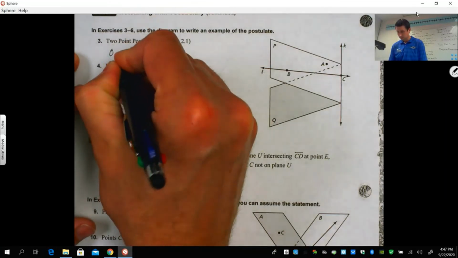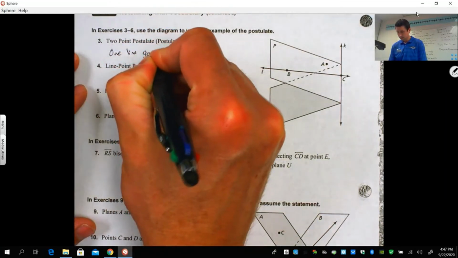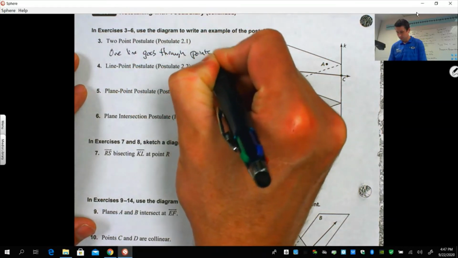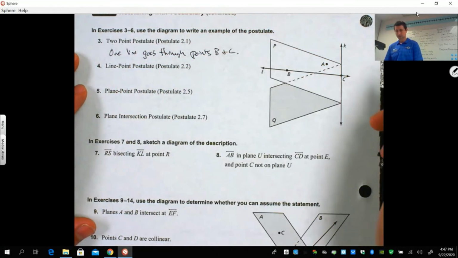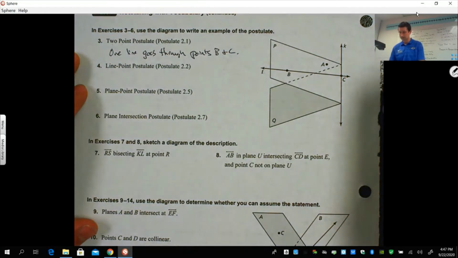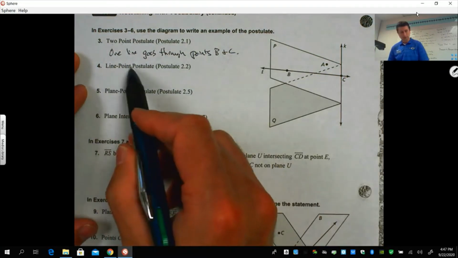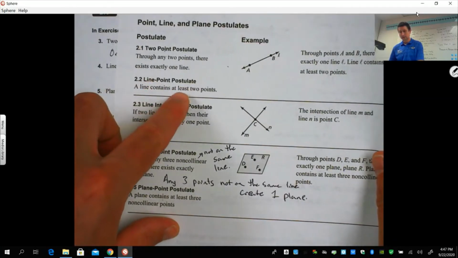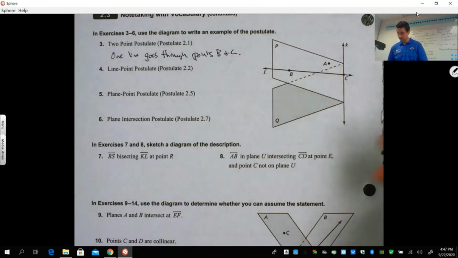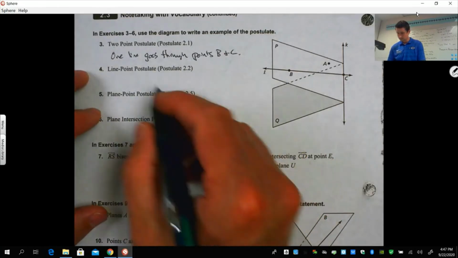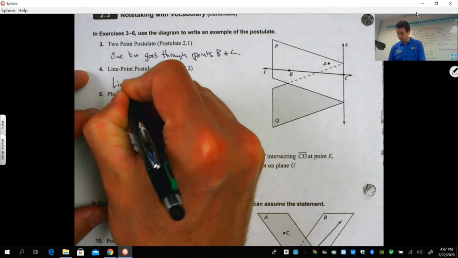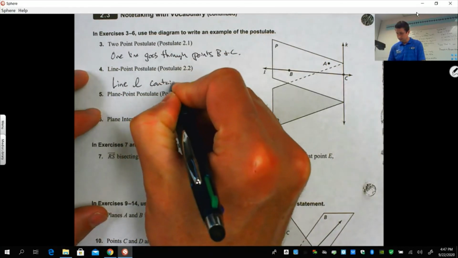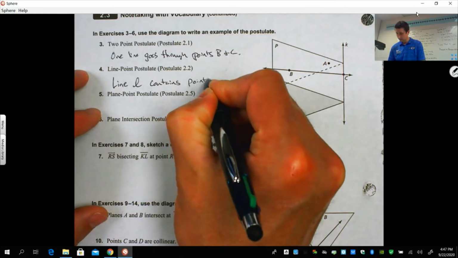So I could say one line goes through points B and C. There's an example. One line goes through points B and C. Line point postulate: a line contains at least 2 points. So we can say line, maybe I'll say line L, contains points B and C.